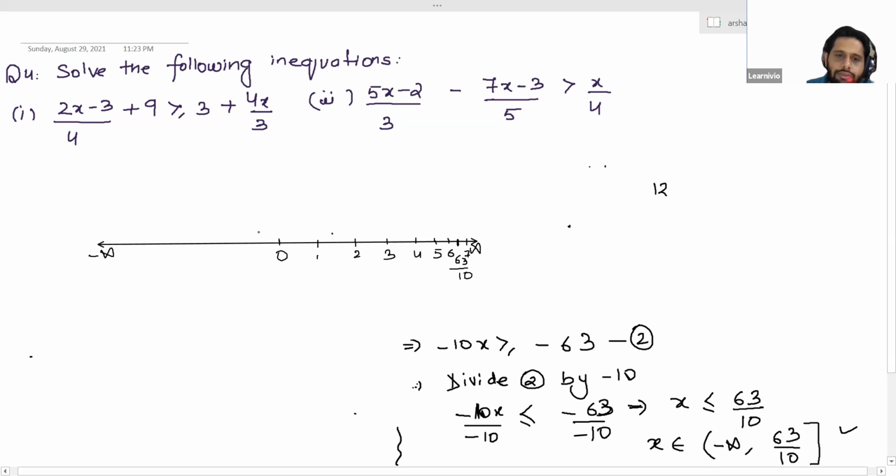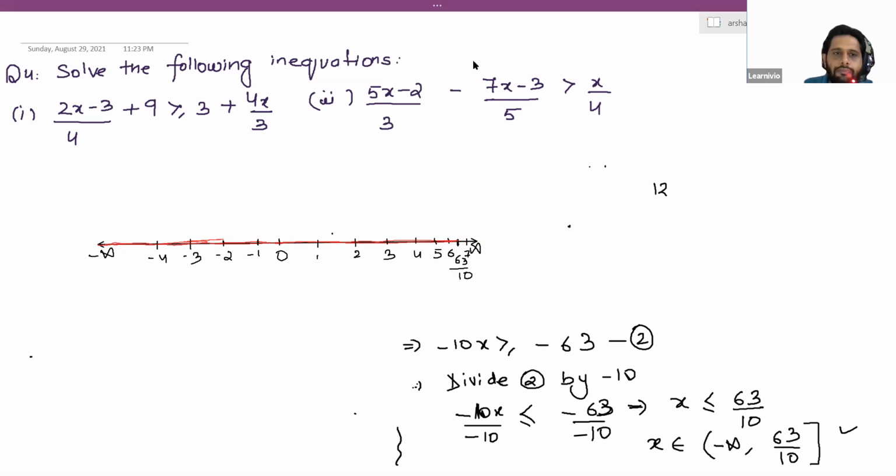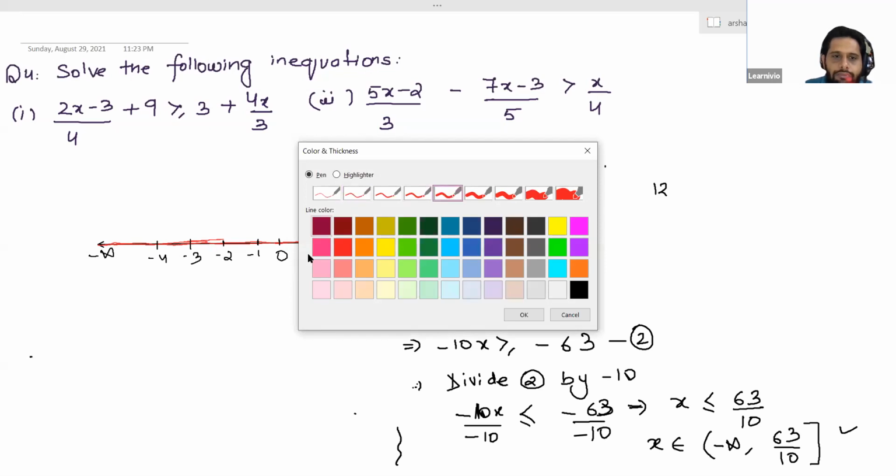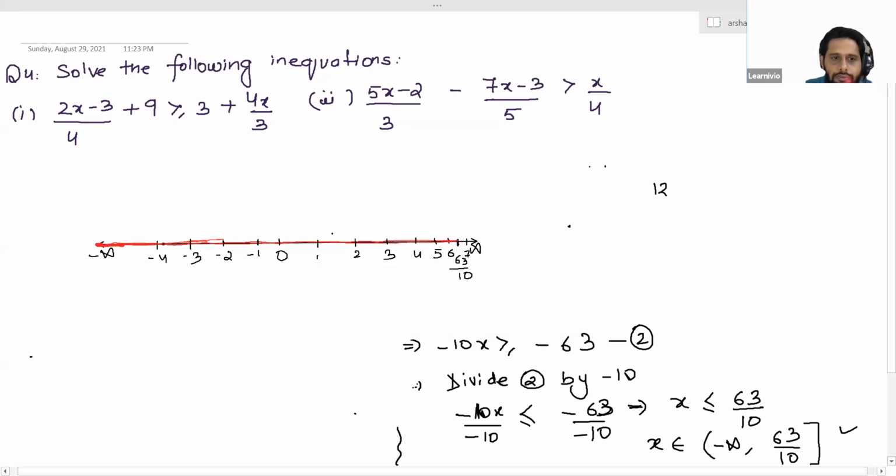Okay. And this is minus 1. Or you can say this is 6.3. This is your wish. Minus 2, minus 3, minus 4, and so on. We'll change the color and our solution will start from here and up to minus infinite. So like this. This complete part is our answer.